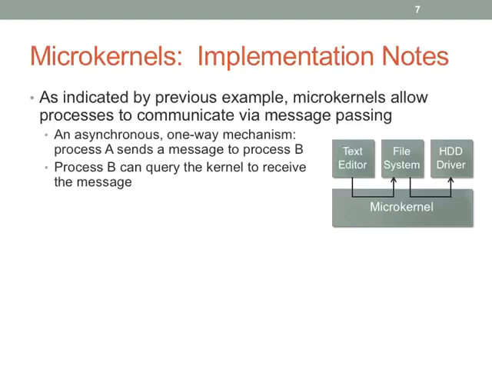Okay? But this has to be done through the kernel. So process A invokes the kernel to send the message, and then process B asks the kernel for the message, you know, are there any messages for me? Because the file system is clearly going to be servicing a lot of other processes.